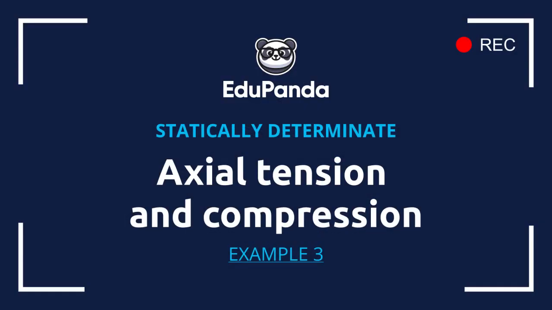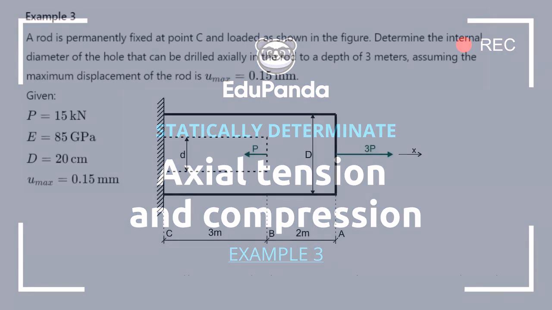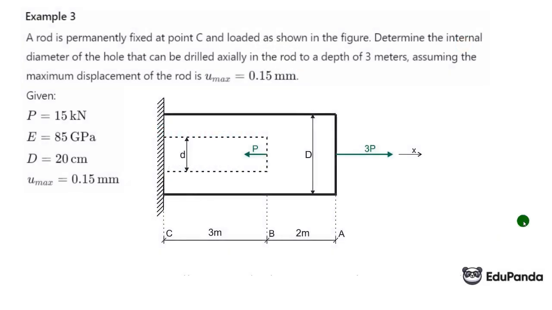Today's topic is axial tension and compression. We'll go through 3 statically determinate examples. This is the third example. A rod permanently fixed at end C is loaded as shown in the figure. Determine the inner diameter of the hole that can be drilled axially in the rod to a depth of 3 meters if the maximum displacement of the rod Umax is equal to 0.15 millimeters.